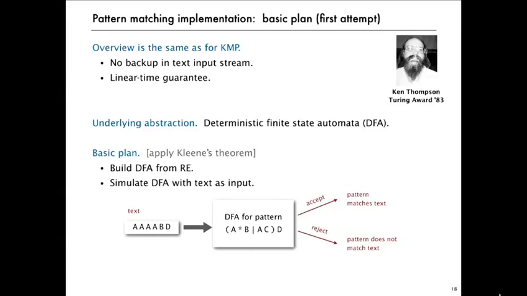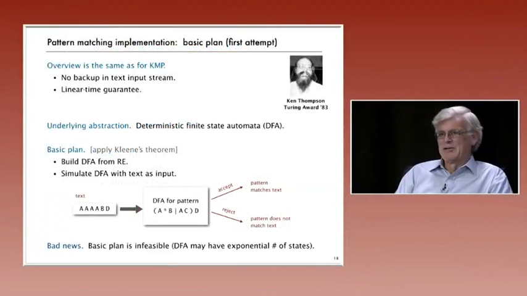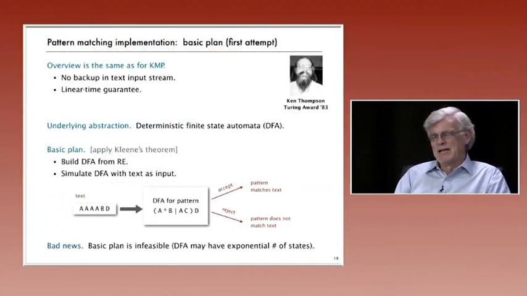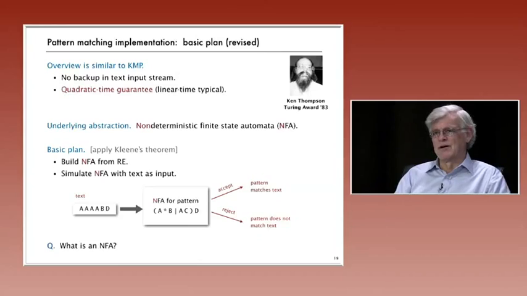This is a fine plan, but it's got a flaw. The bad news is that the plan is infeasible because the number of states in the DFA might be exponential in the length of the RE. So it's got too many states. The standard proof of Kleene's theorem involves an exponential number of states. And it's not that difficult of a proof. If you're interested, be sure to look it up. But from a practical standpoint, too many states, we can't use that as the basis for our algorithm.